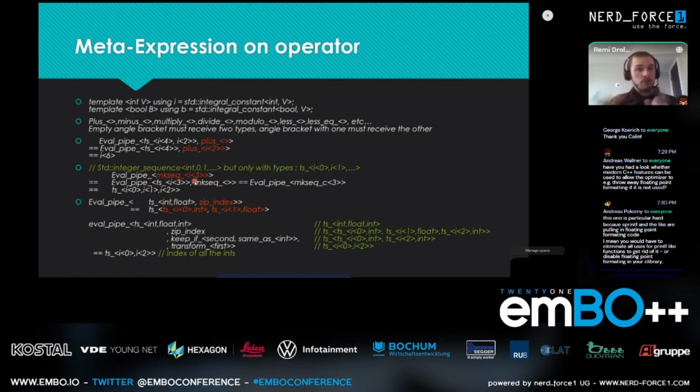So now another useful meta function is zip index, where you zip it with the index. So in float, zip index, the output is TS of TS E0 int, because int is the first, so it's index 0, and TS E1 float. Float is the second one, so it gets the index 1.